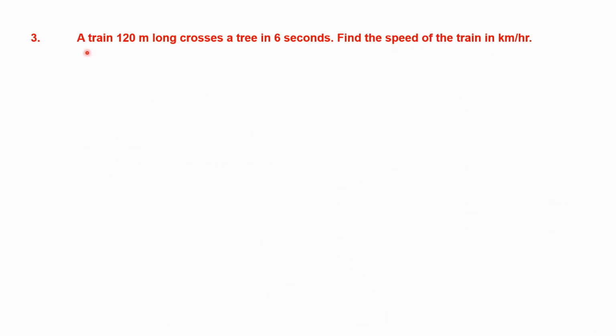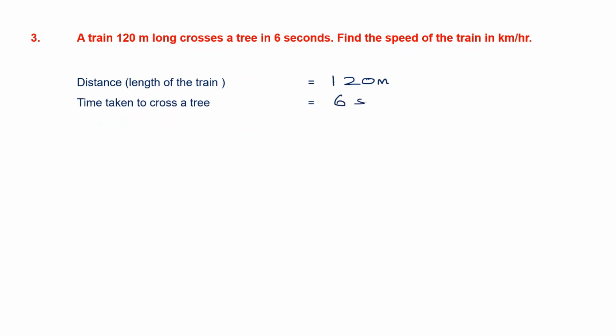Question 3. A train 120 meters long crosses a tree, a stationary object, in 6 seconds. Find the speed of the train in kilometers per hour. So let's see what's given to us. Let's write down distance. That is, the length of the train is taken as the distance. So distance here will be 120 meters. Then we've been given the time taken to cross a tree, which is 6 seconds.